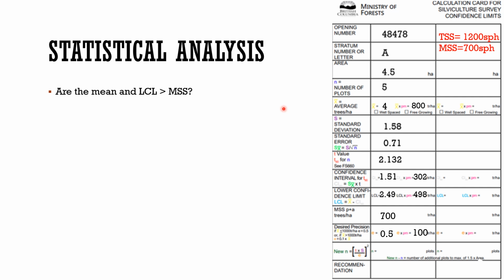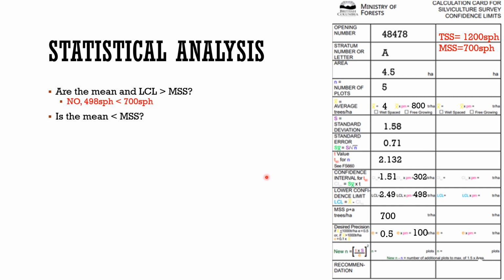Are the mean and LCL greater than the minimum stocking standard? So for our example, our minimum stocking standard is 700 stems per hectare. Our mean is greater, given it's 800 stems per hectare, but our LCL is 498 stems per hectare, so it is less than the MSS.